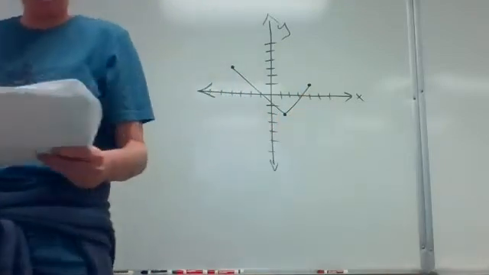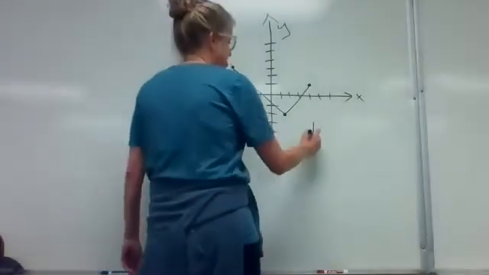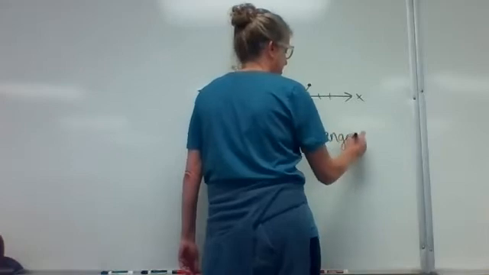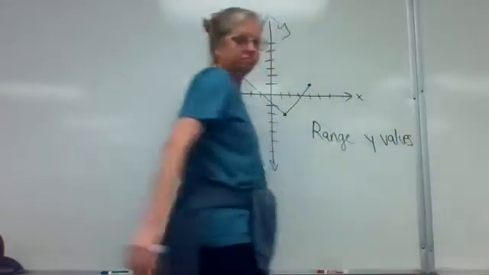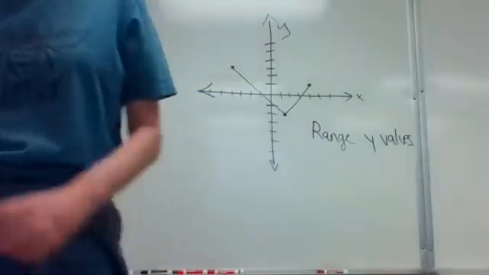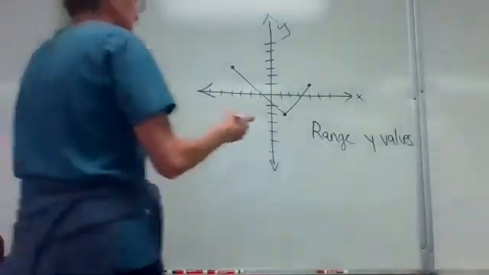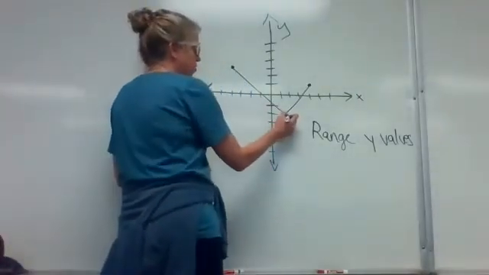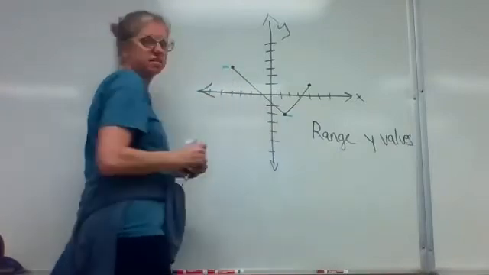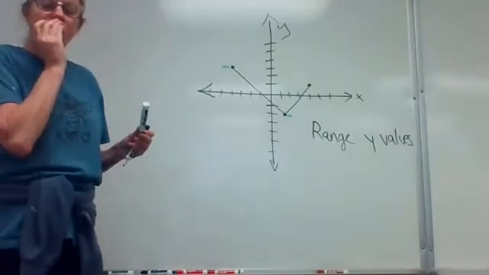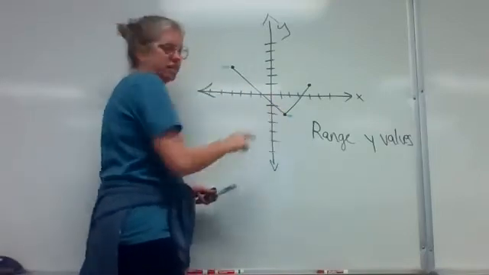All right, number 5 wants to know for this graph to find the range. And the range of a function is its y values. Okay, so it wants to know the bottom, the very lowest point. It wants to know its y and the highest point, its y. Okay, so because it covers all the points in between. So this is the top of it and that's the bottom of it.